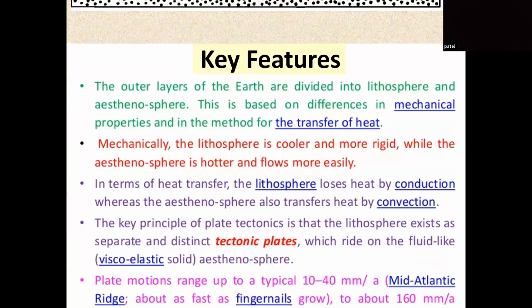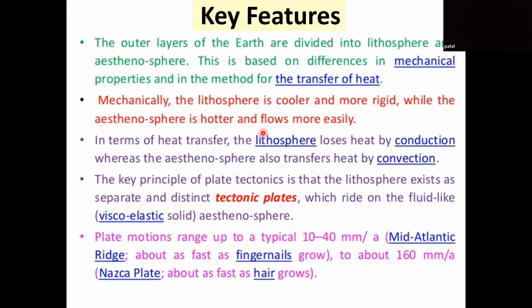So the main feature is that the outer layer of the earth, known as the lithosphere, is floating above the asthenosphere. And this division, the lithosphere and asthenosphere division, is based on the mechanical properties and based on the heat transfer.